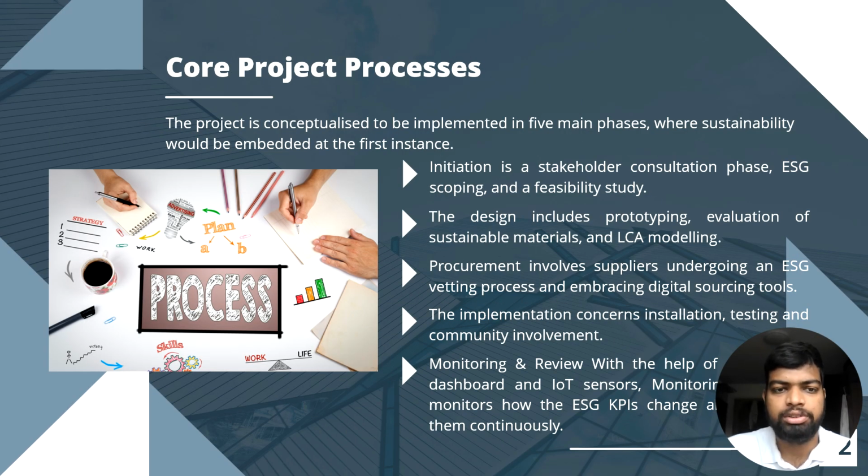Core project process. The slide outlines the five main project phases: initiation, design, procurement, implementation, and monitoring and review. The project begins with stakeholder consultations, ESG scoping, and feasibility assessment. In the design phase, we focus on prototypes and evaluating sustainable materials using LCA modeling. Procurement follows a strategy involving ESG-compliant vendor selection and digital tools to ensure sustainable sourcing.